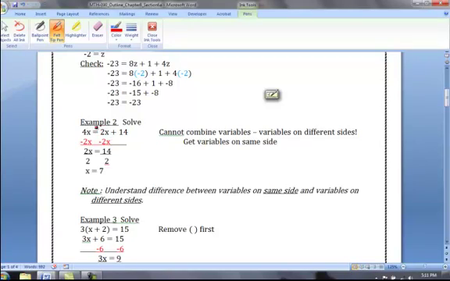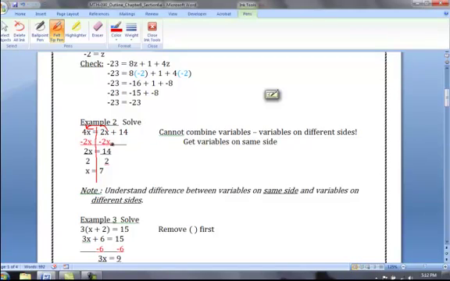Now remember, these are two separate sides. So you cannot combine 4x plus 2x because that's not a plus between them. There's an equal sign separating them. So what I'm going to do is pick one of the x terms and move it. And if you notice, it's going to be a little easier if we go ahead and move the 2x over here. That way we'll have the x's on the left side, and then we'll be left with 14 on the right side.